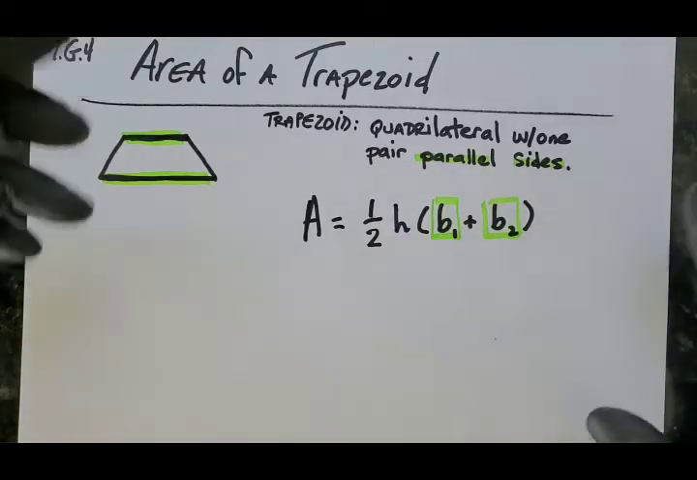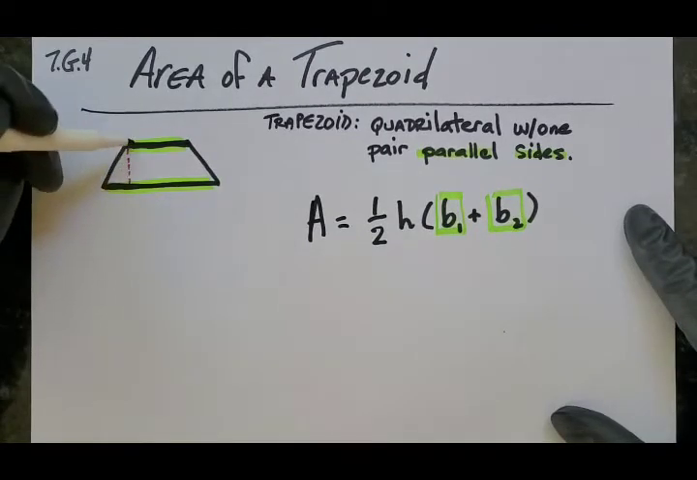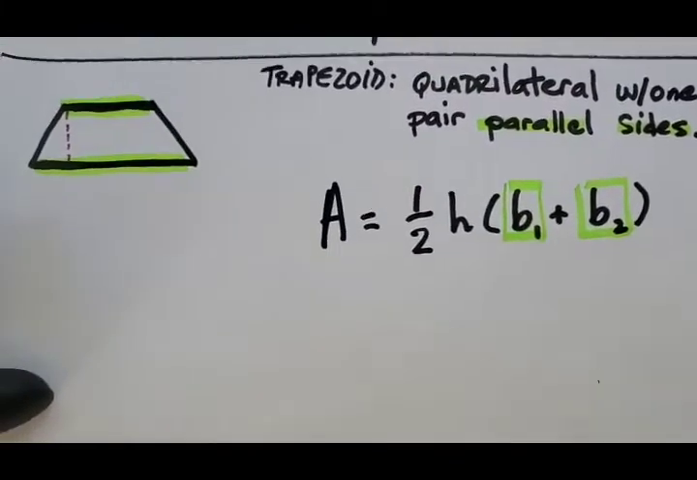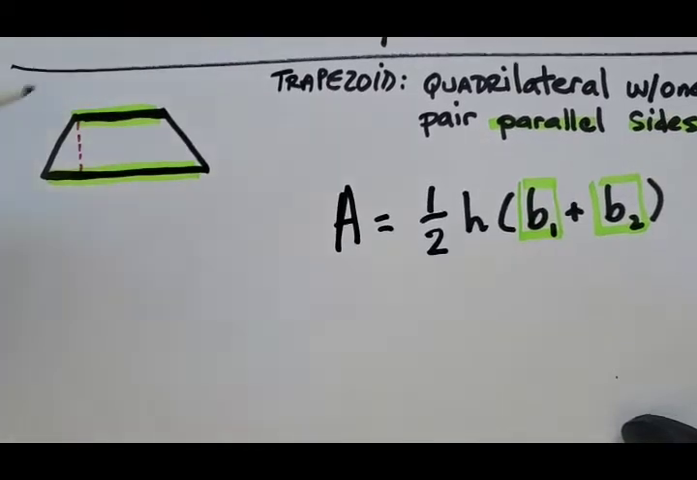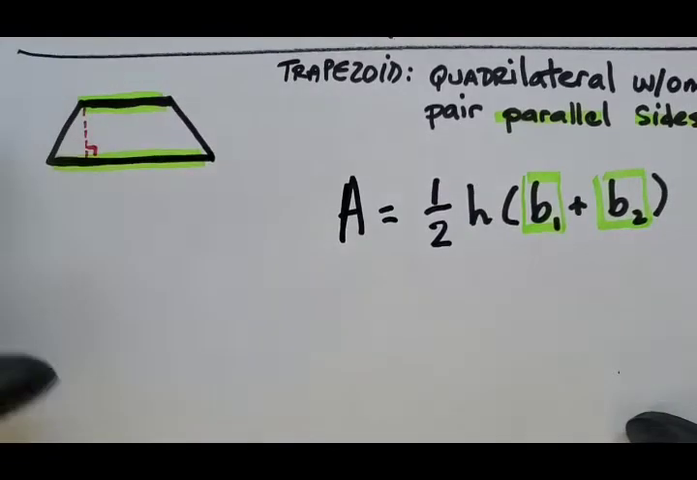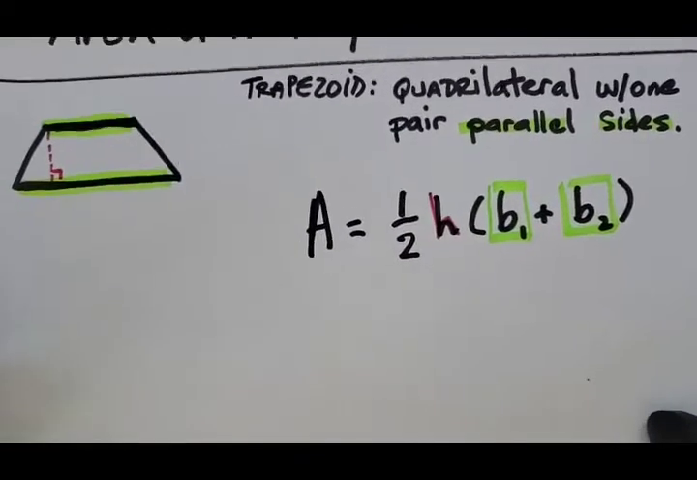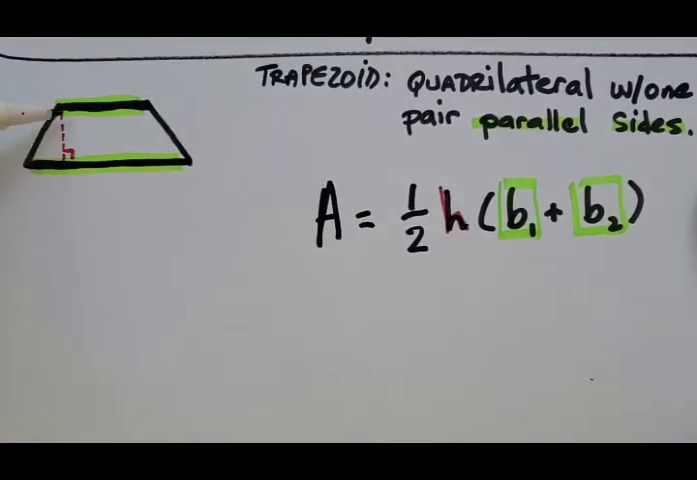Now height is a different situation. A height is the distance between those parallel sides. If I were to mark out this distance here, let's say we measured it and came up with some sort of a value, this red distance here would definitely be the height. Another thing, very similar to the triangle, the height runs at a 90-degree angle from the base. That's kind of easy to spot.